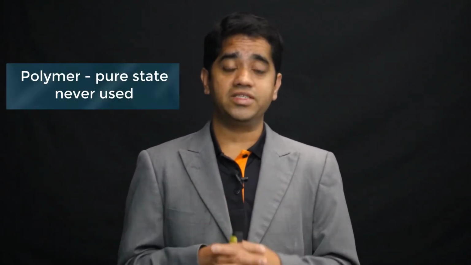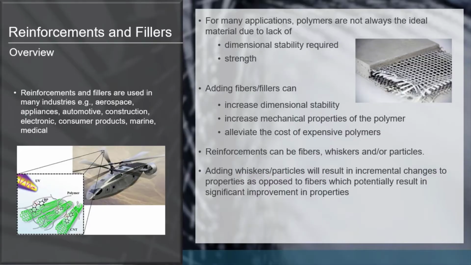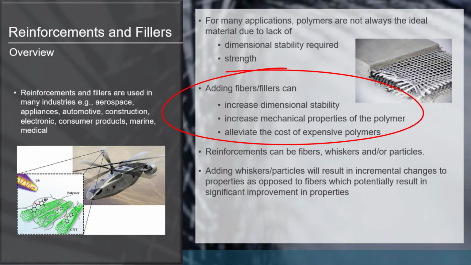Even if you take the case of an automobile, a lot of the interior, the pure state of the polymers is never used. So we oftentimes add these fillers and fibers, just as I talked about, whether the reinforcements or the fillers or any other additives, to provide that additional enhancement in the characteristic properties that we are looking for.